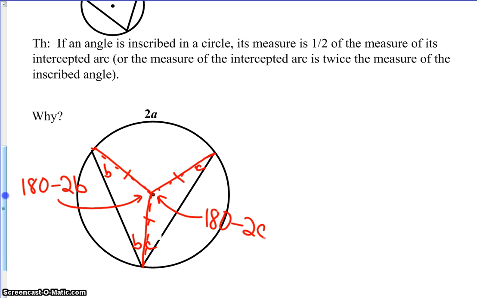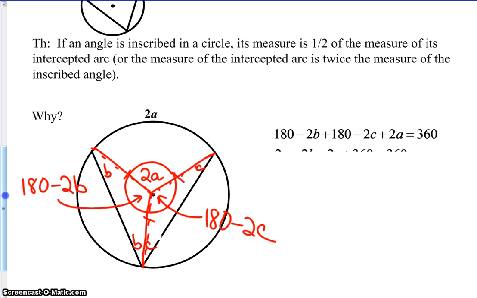Now, by definition, I know that the measure of a central angle is equal to the measure of its arc. So the measure at the center up here is 2A. Now, I know that the angles in a circle add to 360, so I can set up an equation and figure out what's going on here. So let's start. I had 180 minus 2B plus 180 minus 2C plus 2A equals 360.